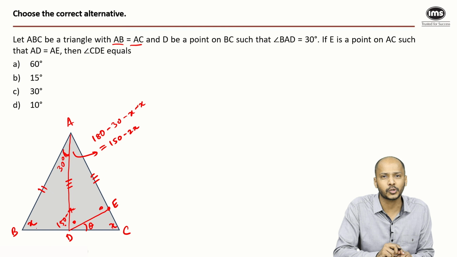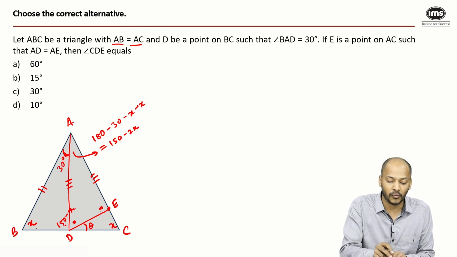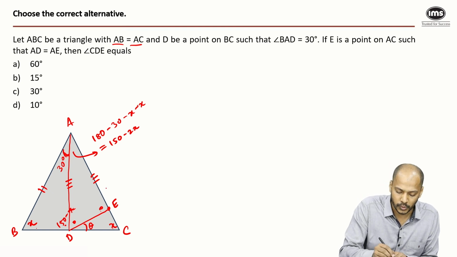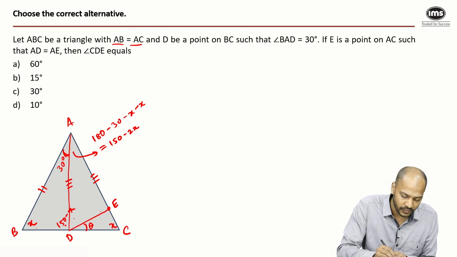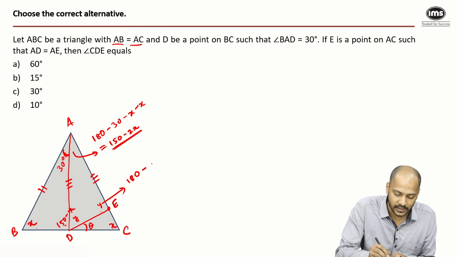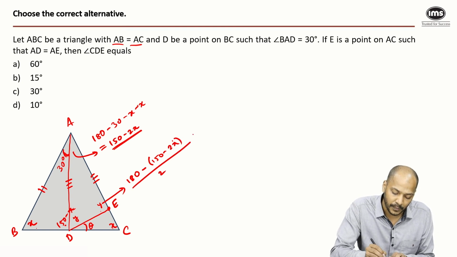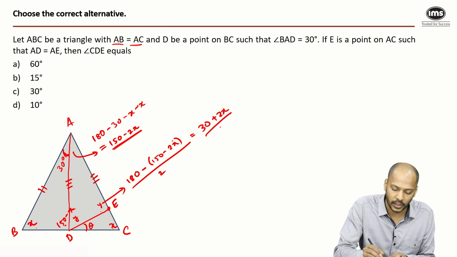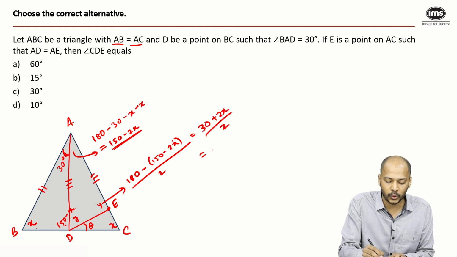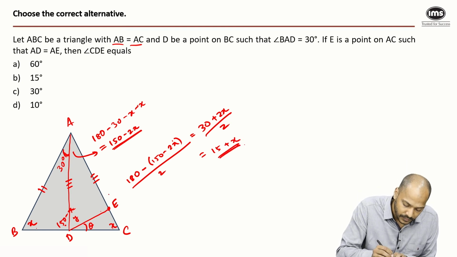If this angle is 150 minus 2x, the other two angles would simply be the supplementary angle of 150 minus 2x divided by 2. So let us call these angles y and y. If this angle is y, this angle would also be y. And how much is this y? Supplementary of this divided by 2. So 180 minus 150 minus 2x, the whole divided by 2. This would come out to be 30 plus 2x, the whole divided by 2. And 30 plus 2x divided by 2 is simply 15 plus x. So this angle is 15 plus x.